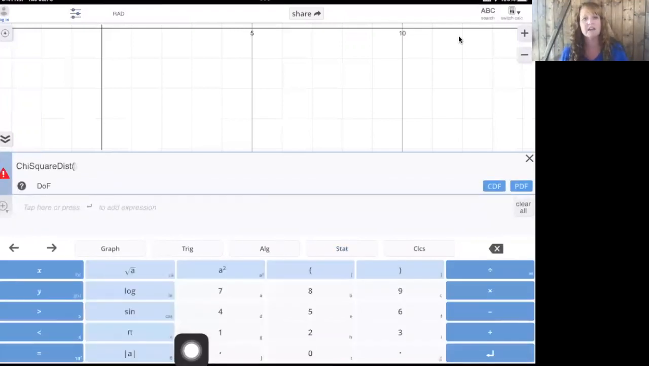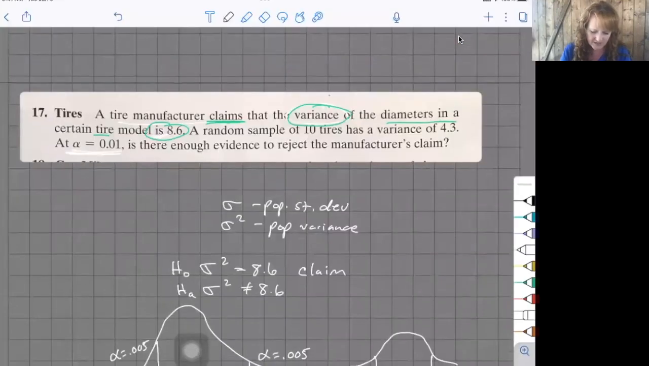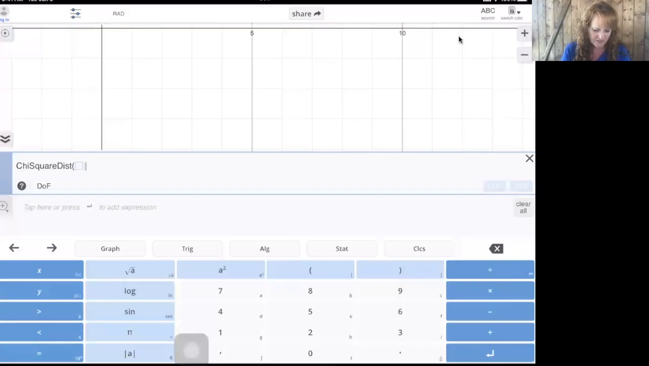And it's asking me again for degrees of freedom, which is what we talked about with the T distribution. The chi-squared is the same way. The sample size dictates the shape of this curve. And so I'm going to go back to my problem, figure out what my sample size is. Looks like I have 10 tires as my sample. So my degrees of freedom are going to be 9. It's always one less than your sample size.